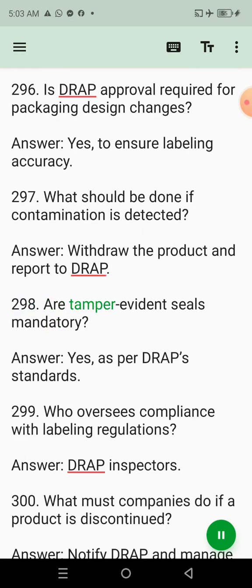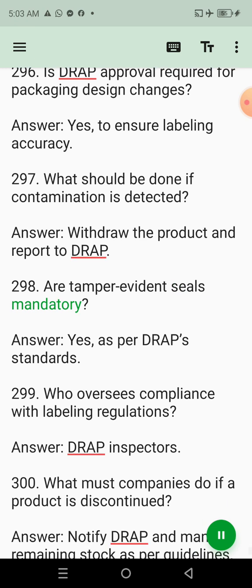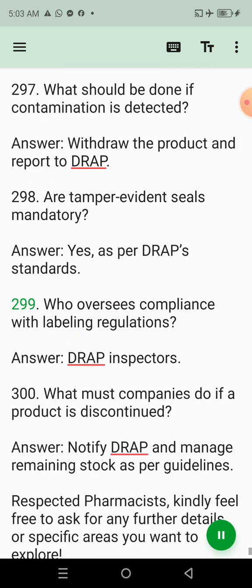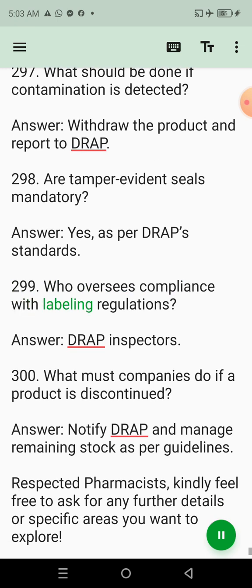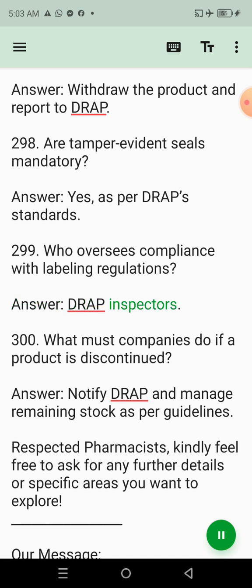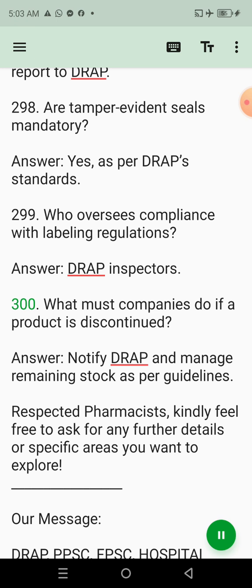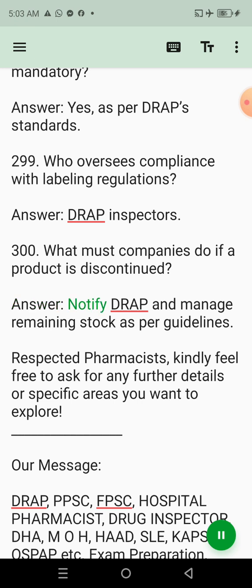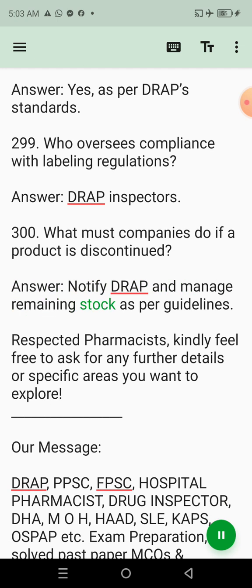298. Are tamper evidence seals mandatory? Answer: Yes, as per DRAP standards. 299. Who oversees compliance with labeling regulations? Answer: DRAP inspectors. 300. What must companies do if a product is discontinued? Answer: Notify DRAP and manage remaining stock as per guidelines.